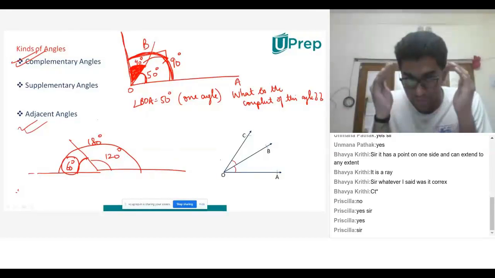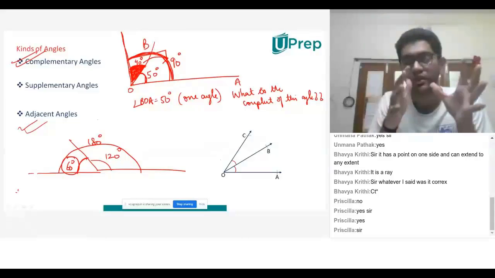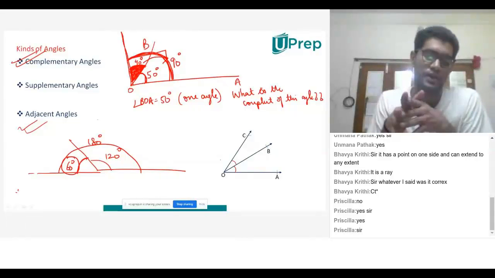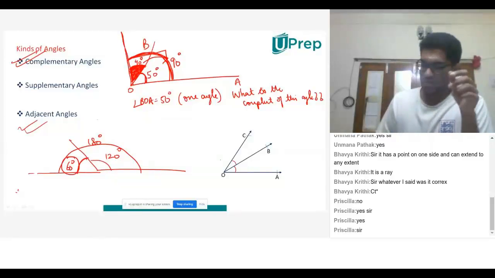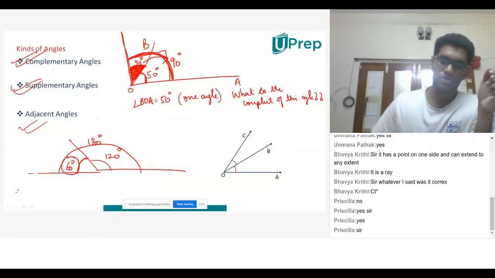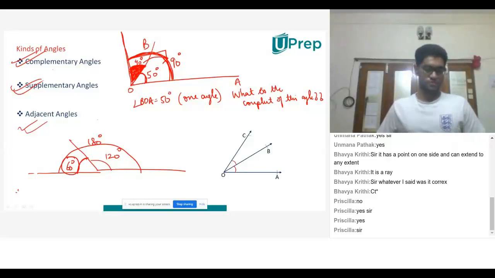But if you are able to imagine it in this form, by putting it in the form of an angle, your life becomes simpler, right? You won't forget it. So we are clear with supplementary angles too. Any doubts? No, sir.